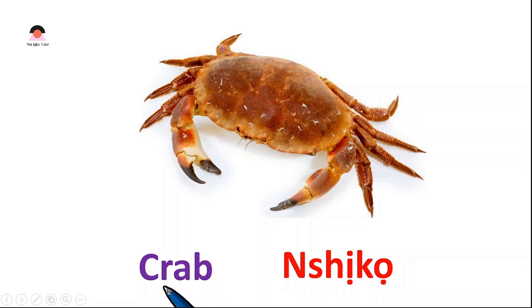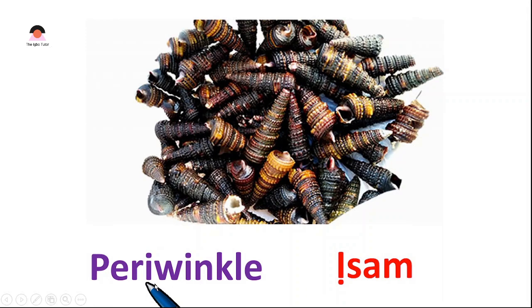Next is crab. What do we call that? We call it nshiko. Nshiko. That is crab. Next, we have periwinkle. We call periwinkle isam in Igbo language. Isam. And the next is crayfish.